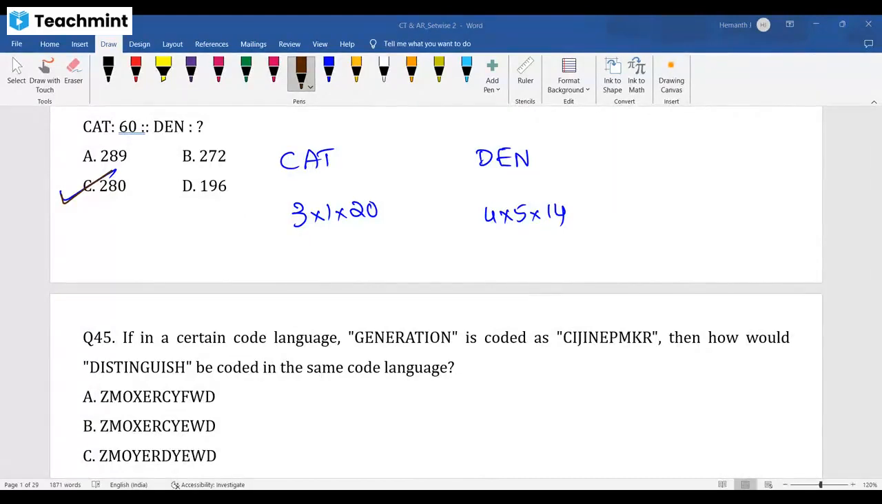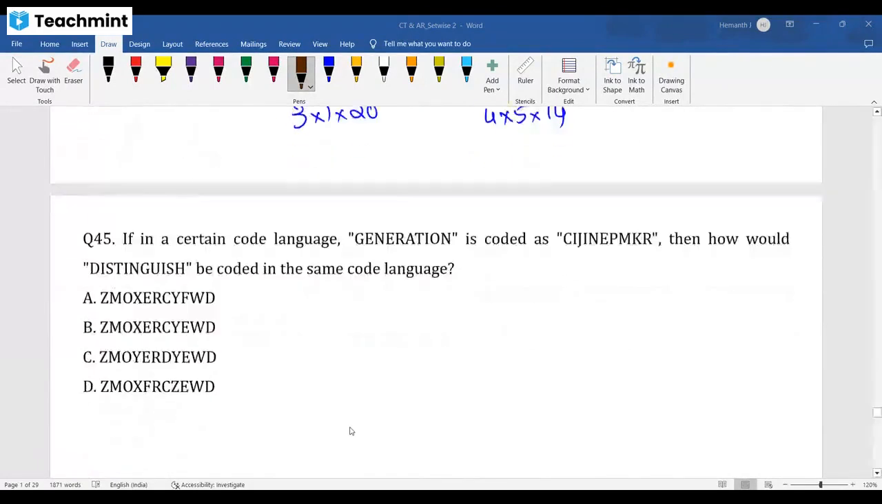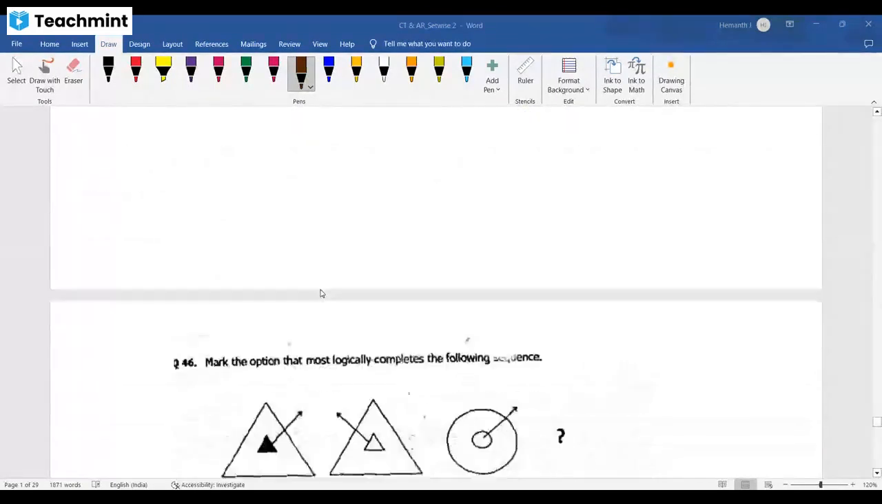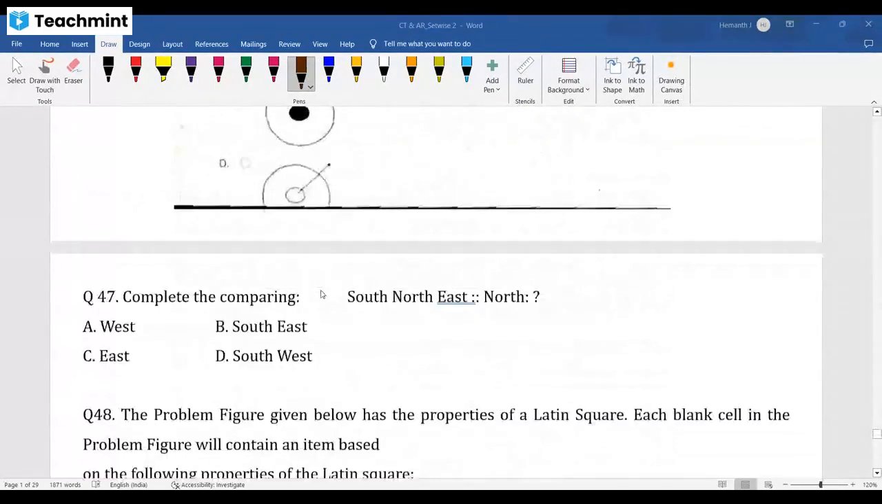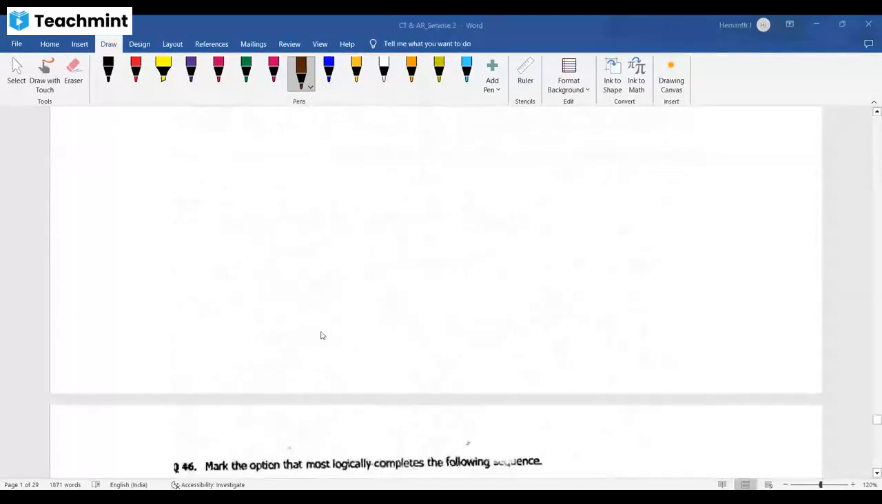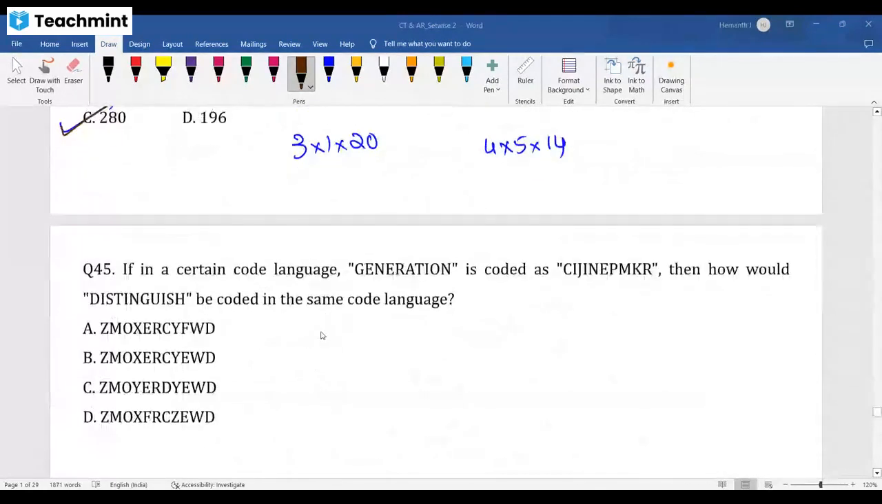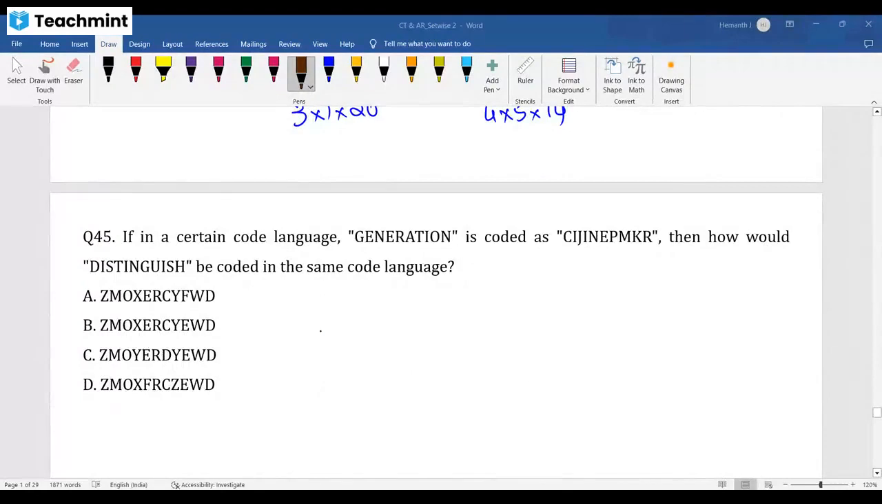Next, see 45, coding and decoding, third question. I said 4 questions. This is the third one. Okay, here we have one more page. See, coding and decoding, one more question. Generation. Always write code related to that below so that you will get the logic easily. CIJINETMKR.